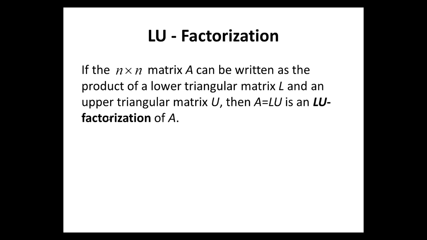Now let me just give you this statement, but in lecture 11, I'm going to come back to the concept of LU factorization with some examples. If the n by n matrix A can be written as the product of a lower triangular matrix L and an upper triangular matrix U, then A equals LU is known as an LU factorization of A. I.e., if we ask you to find the LU factorization of A, I would be expecting you to reduce A as a product of a lower triangular matrix and an upper triangular matrix.